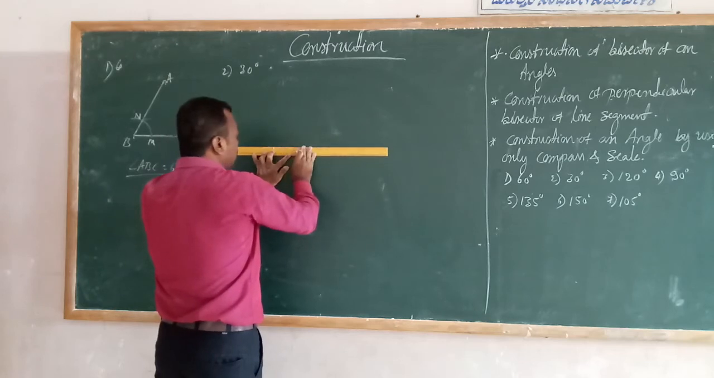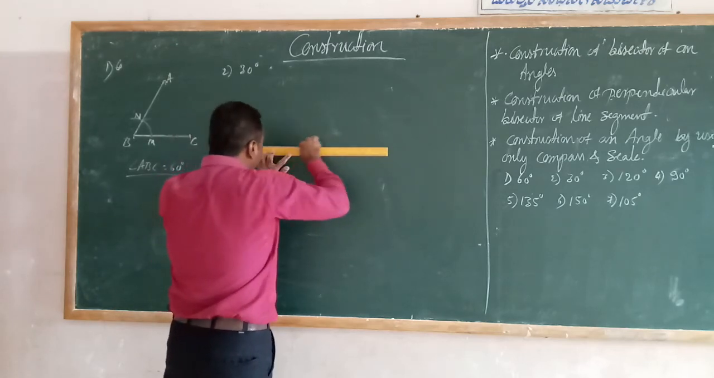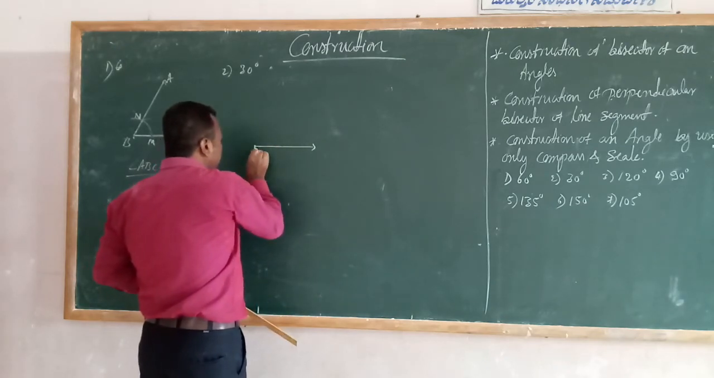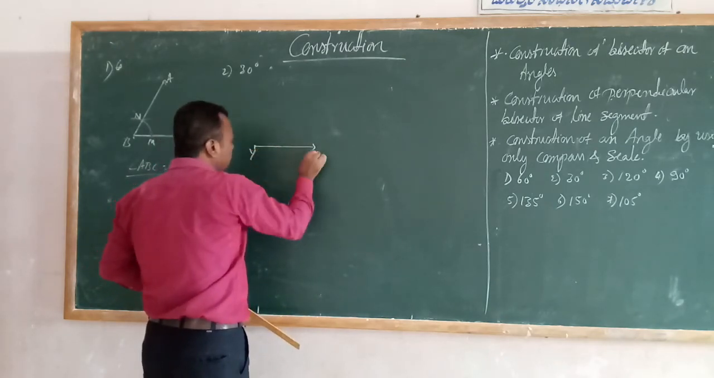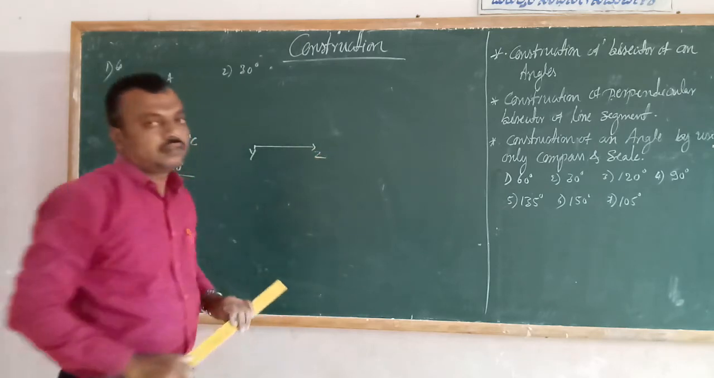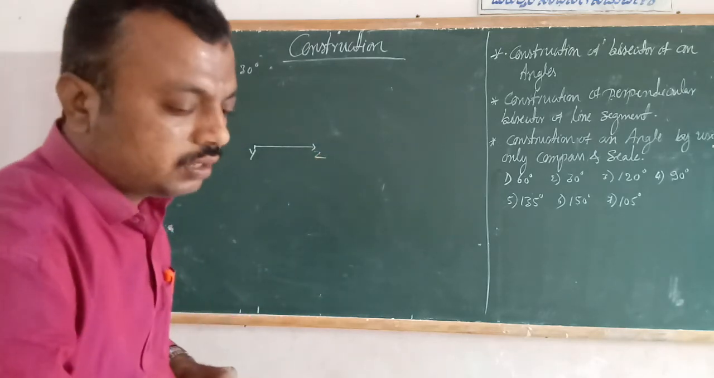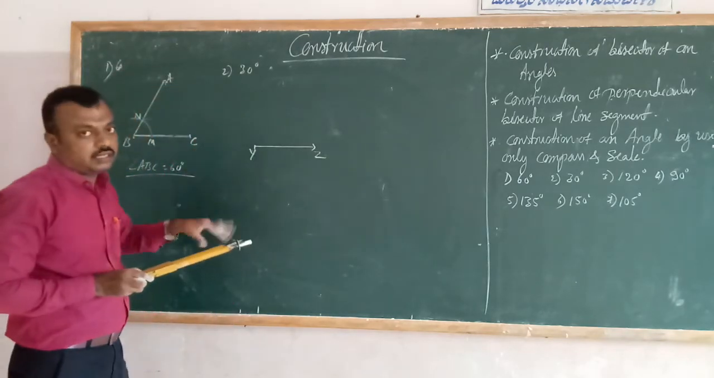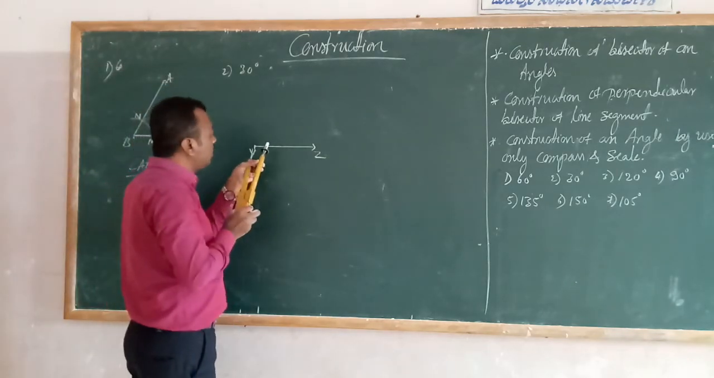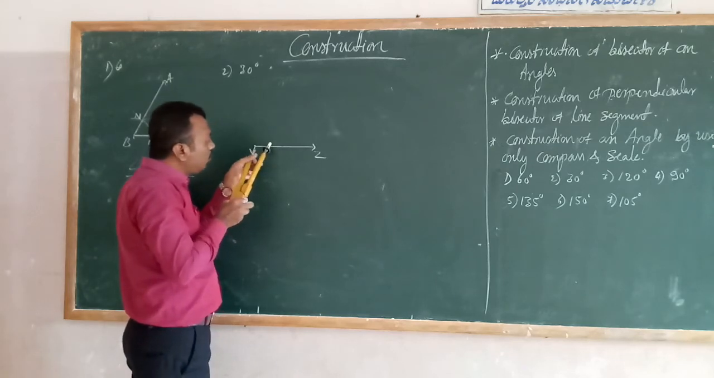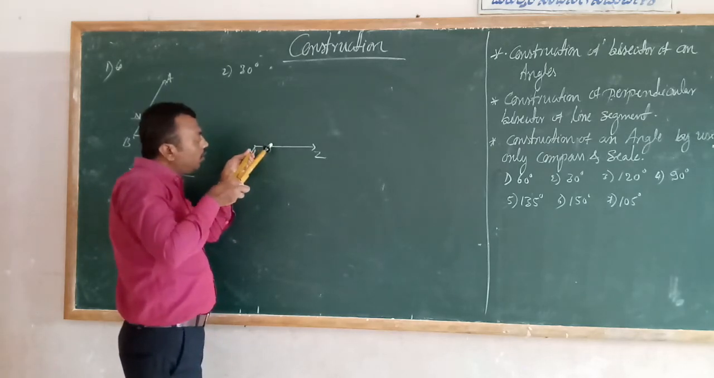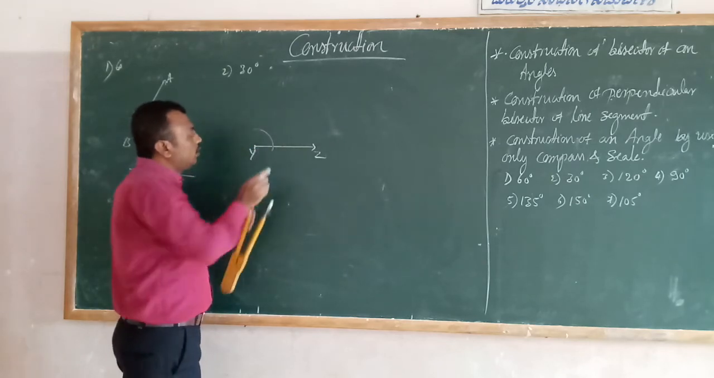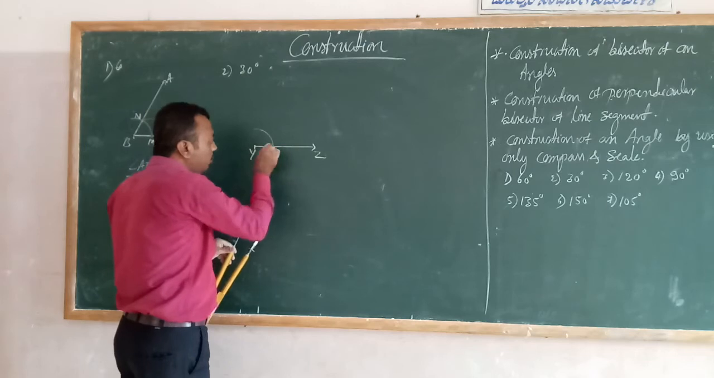First I will draw one line segment. Any line segment you have to draw. Okay. So that is called Y and this is Z. Next take the compass. Same procedure. First you have to construct the 60 degree, then you have to construct the 30 degree. Take any radius from the compass. You have to cut the arc. This arc intersects at the point P.